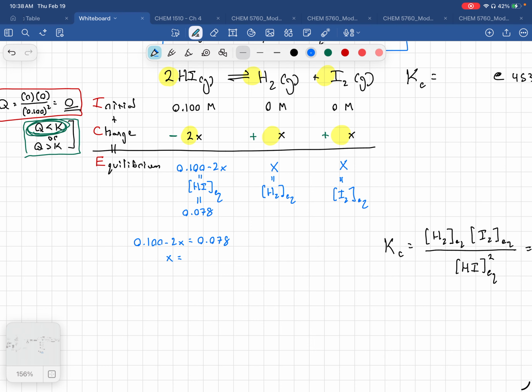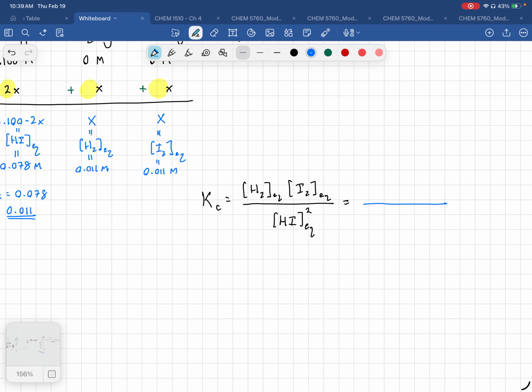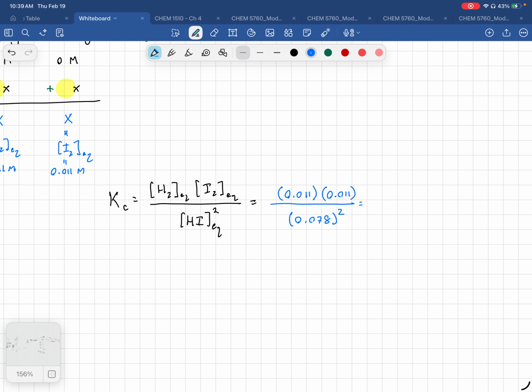So we take 0.078 minus 0.1, and then we take that divided by -2, and we get that x is 0.011. So that means these equilibrium concentrations, which are just x, are 0.011 and 0.011. So now we have all of our concentrations. We could plug in our 0.011 for our equilibrium H2 concentration, 0.011 for equilibrium I2 concentration, and then 0.078. And remember, we're going to square that. Do not forget your coefficients become powers.